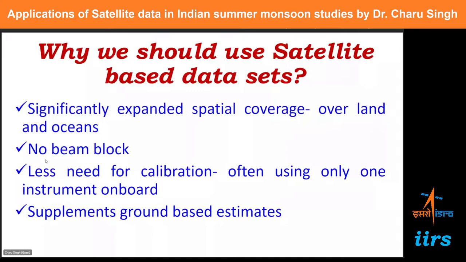Likewise, when we monitor rainfall or other parameters from space, there is no problem of beam blocking. There is less need for calibration of the satellite data set. Often it is done using only one instrument on board the satellite, and this supplements the ground-based estimates. So wherever ground-based measurements are not available, we rely upon the satellite data sets.